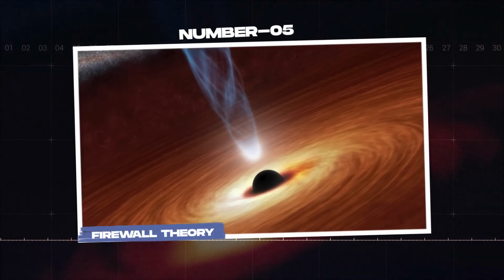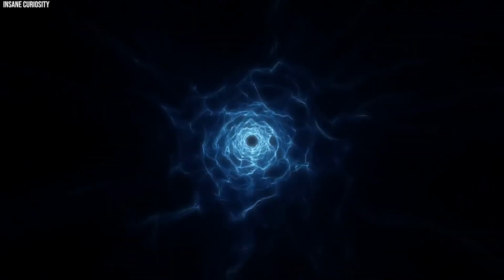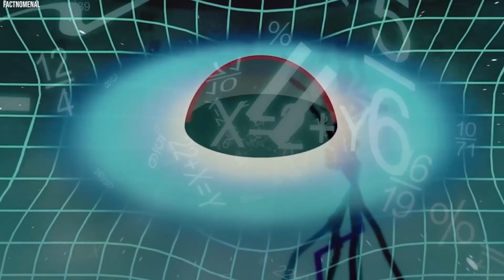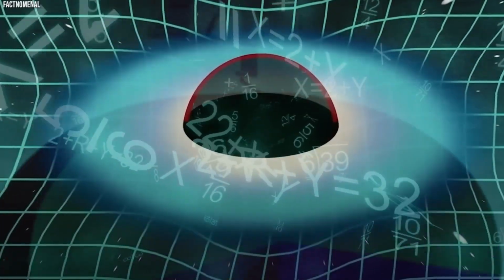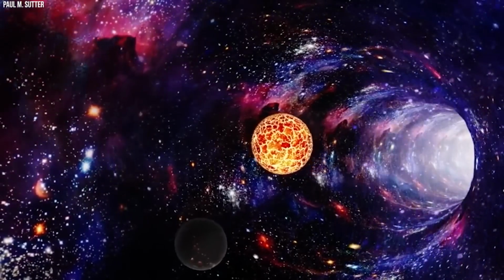Number 5. Firewall theory. The firewall theory is a relatively recent hypothesis in the study of black holes, bringing forth a surprising and somewhat controversial proposition about what might exist beyond a black hole's event horizon. This theory contends that rather than the smooth entrance into a black hole, as predicted by Einstein's theory of general relativity, a literal firewall of energy exists, which would incinerate anything that attempts to cross it.